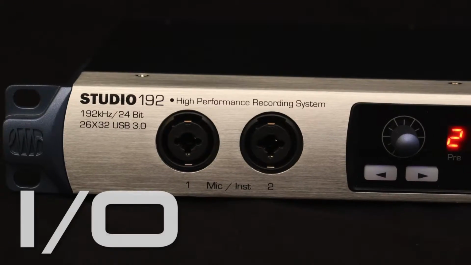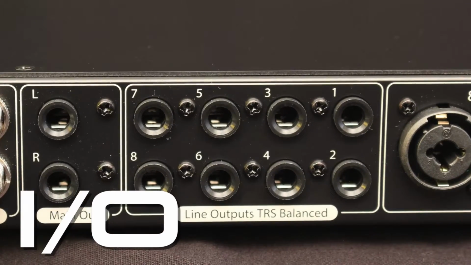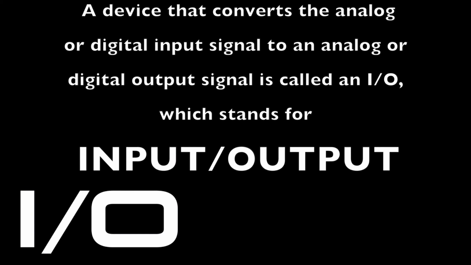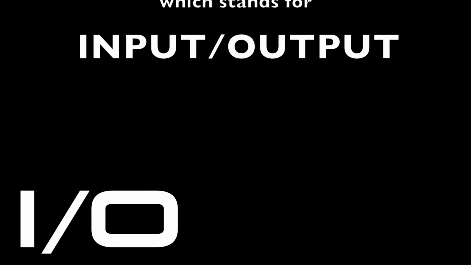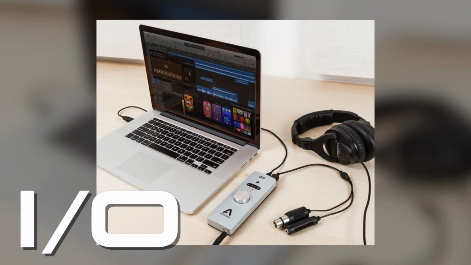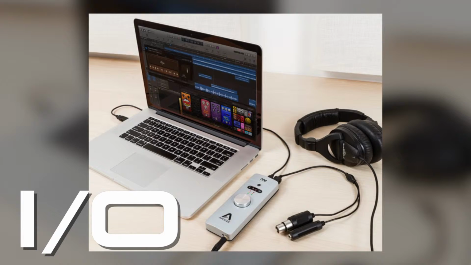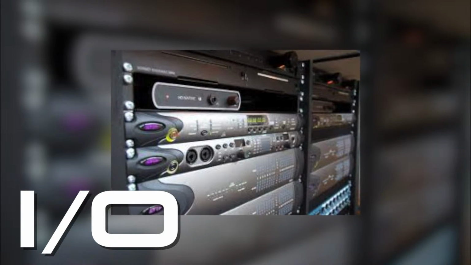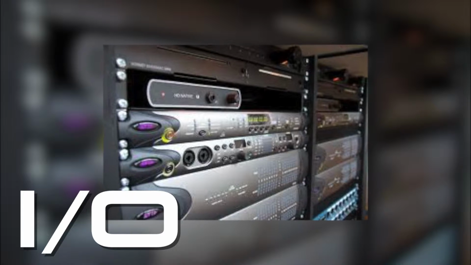Most interfaces contain several types of digital and analog inputs and outputs. A device that converts the analog or digital input signal to an analog or digital output signal is called an I/O, which stands for input and output. Digital interfaces contain a very wide range of I/O capacity, from 1 or 2 inputs and a stereo output to a full-blown professional system that's able to play back up to 768 tracks and accommodate up to 192 simultaneous physical ins and outs.